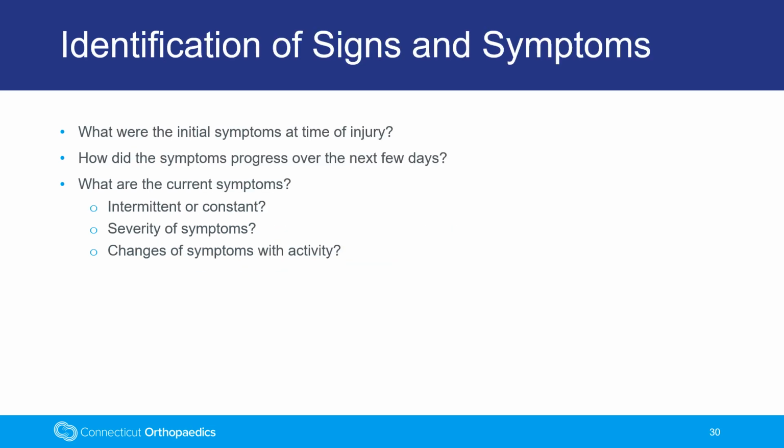Identification of signs and symptoms. What were their initial symptoms at the time of injury? How did the symptoms progress over the next few days? What are their current symptoms? Do they come and go? Do they change with activity? What is the severity of the symptoms? And what makes the symptoms worse?